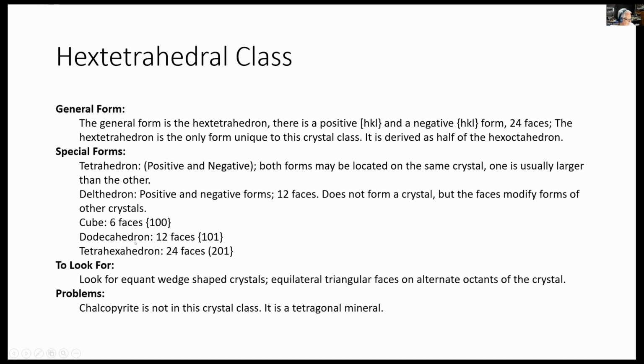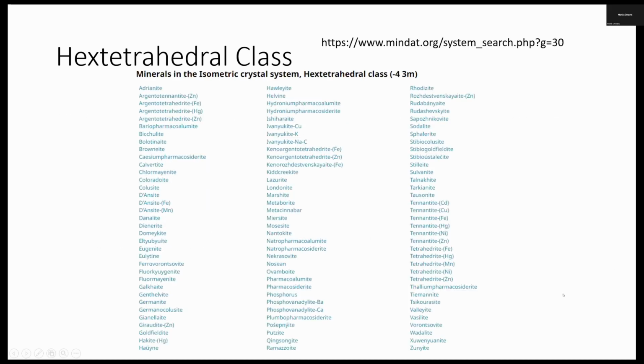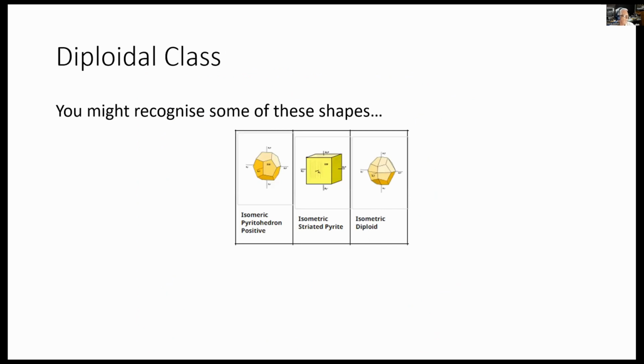The dodecahedron, tetrahexahedron. And this is what you look out for, wedge-shaped crystals, basically. And an interesting one, chalcopyrite is not in this crystal class because it's not cubic, even though you can get chalcopyrite crystals that look tetrahedral. So again, here's the list of minerals that sit in the class. Those are quite a few. There's quite a few, but not as many as in the previous one.